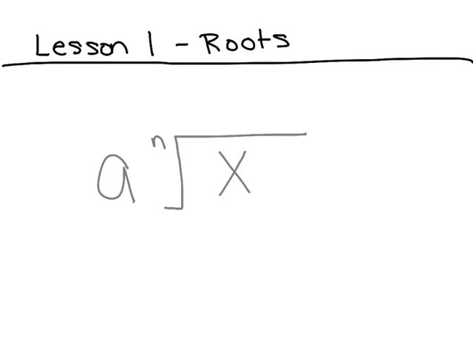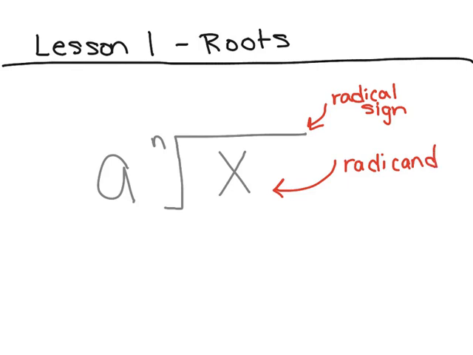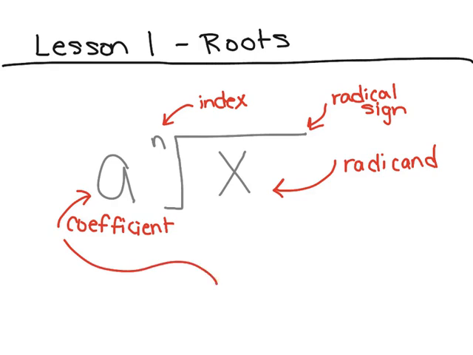Lesson 1, Roots. So the following is a radical. The whole thing is called a radical. This is your radical sign. The number underneath the radical sign is called the radicand. I know it sounds like a Pokemon, but that's what it's called. This is called your index. And this is called your coefficient. And the entire thing is called a radical.